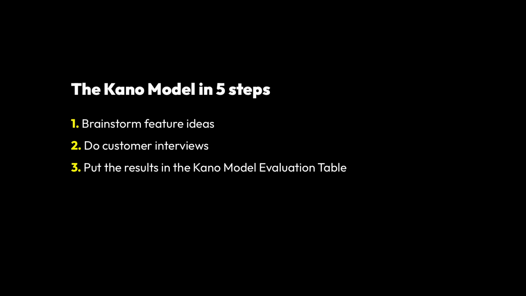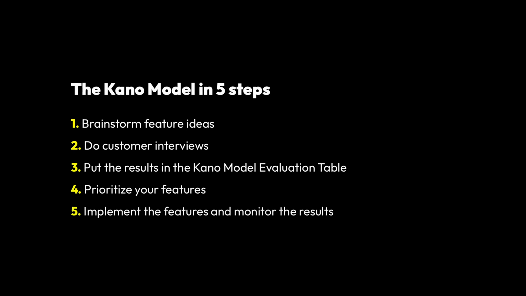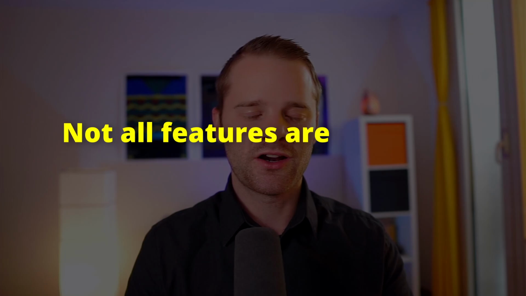The framework is super simple. You brainstorm your feature ideas, do customer interviews, put the results in the Kano model evaluation table, prioritize your features, and then implement the features and monitor the results. Before I show you how you can use the framework step by step, you need to understand that not all features are the same. There are different feature types, different feature categories. Let's take a look. Must-have or basic features.